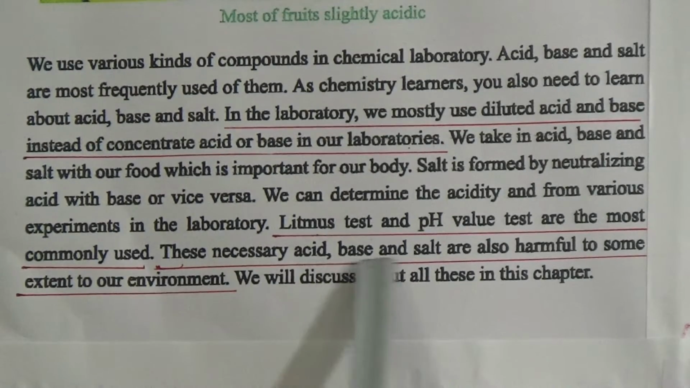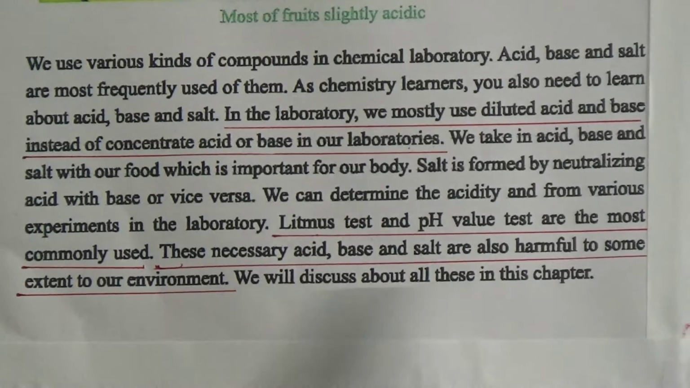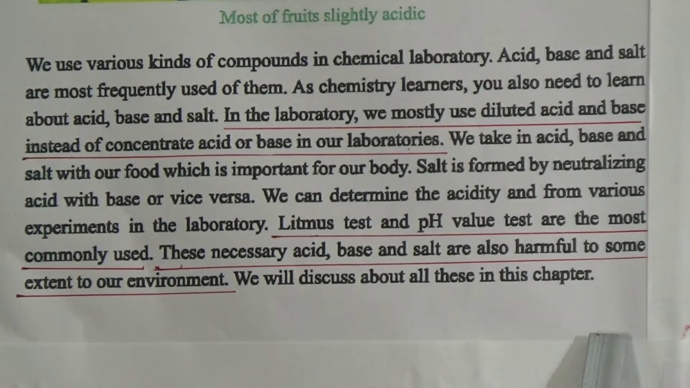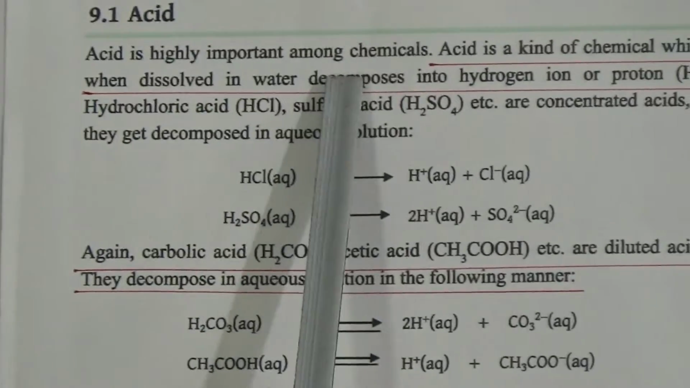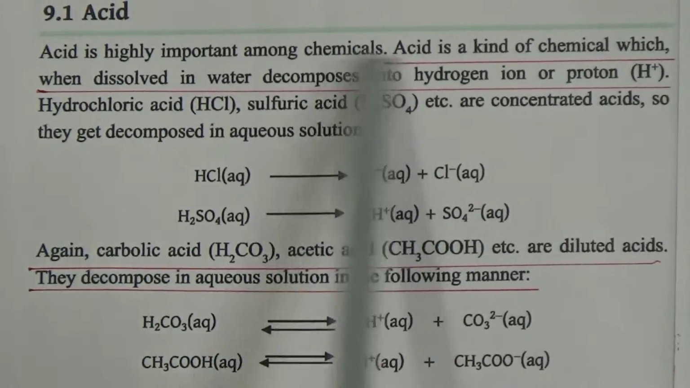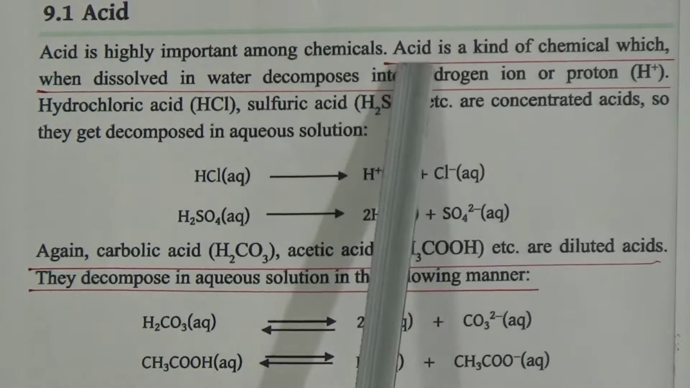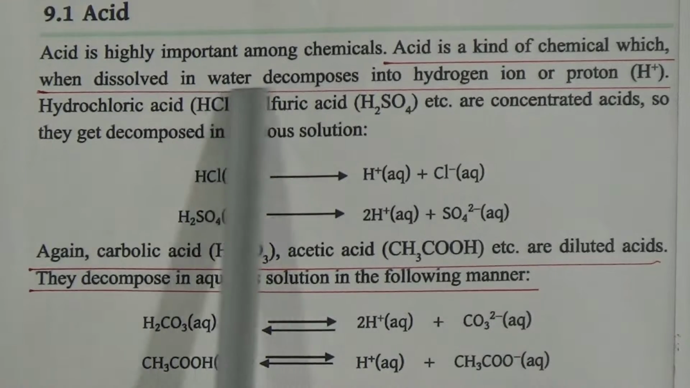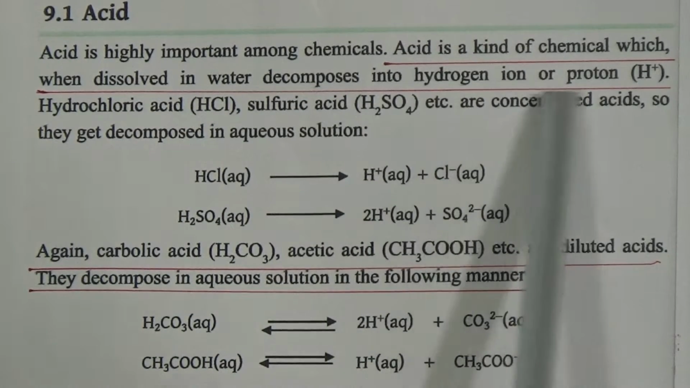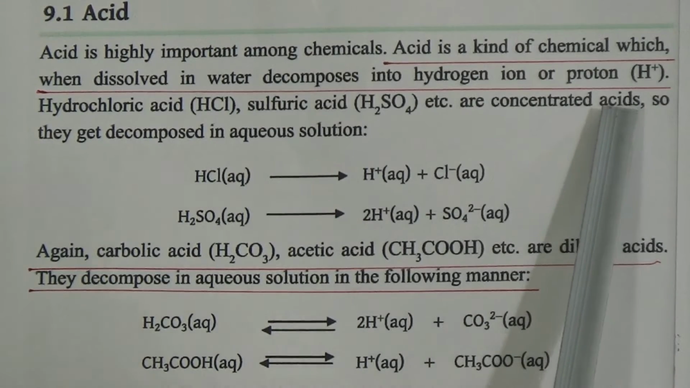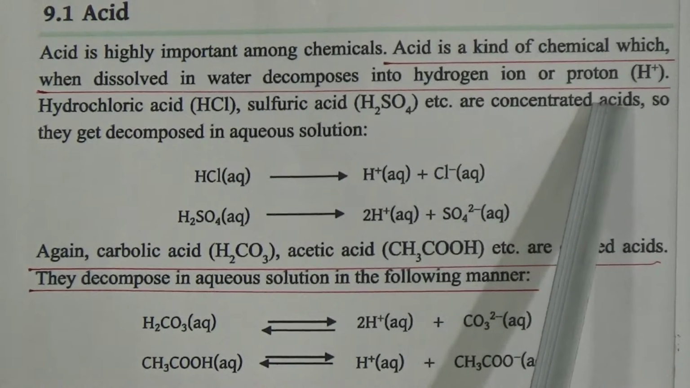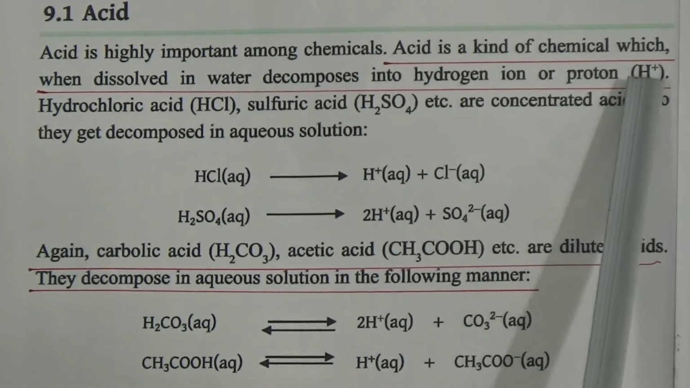The necessary acid, base and salt are also harmful to some extent to our environment, and we will discuss all this in this chapter. Now come to acid. Acid is highly important among chemicals, and that is the definition of acid. Acid is a kind of chemical which, when dissolved in water, decomposes into hydrogen ion or proton, and that is the only characteristic of acid. That means when acid is dissolved in water, at that time it will produce the proton.